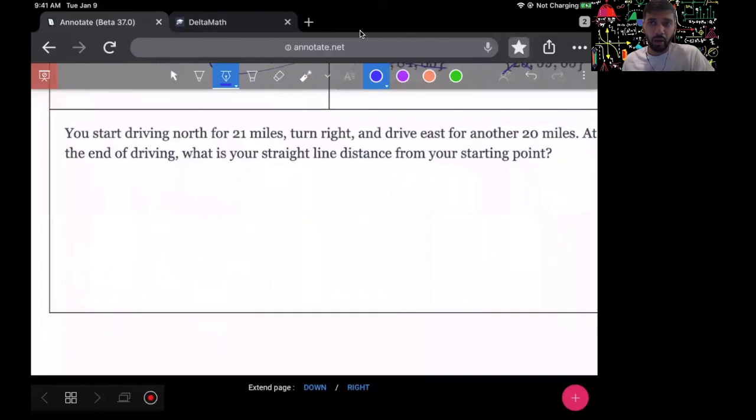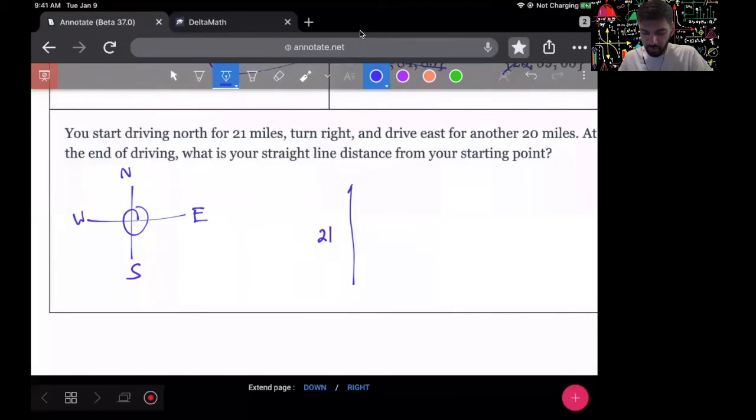All right, and then there's problems where you have to set up the triangle, knowing which direction is which. So if you need a reference for the compass, north, east, south, west in clockwise order like that. Okay, so there's our compass. It says you're driving north for 21 miles. Okay, so I went north 21 miles. Then I turned right. And I drive east for 20 miles.